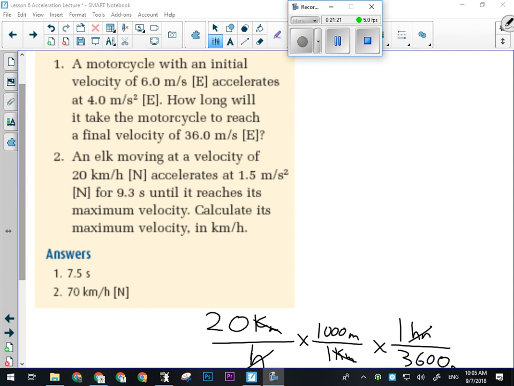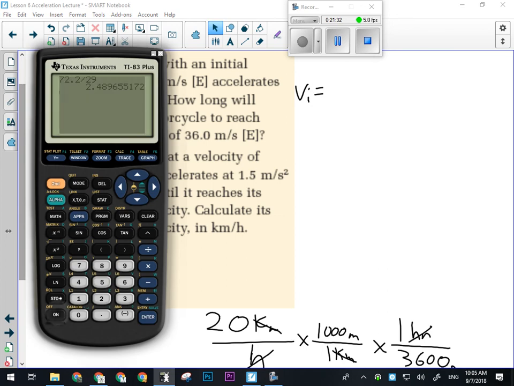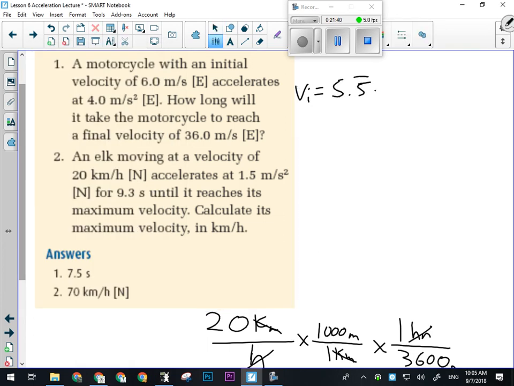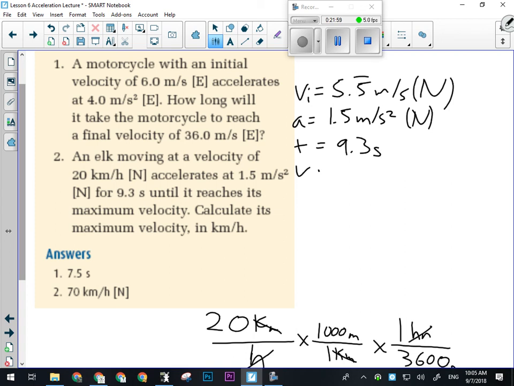All right, so for number 2, we want to write down our givens, but we do want to convert our velocities into meters per second. So we're going to go 20 divided by 3.6, which is 5.5 repeating meters per second, and that's north according to the question. It accelerates at 1.5 meters per second squared to the north for 9.3 seconds. We're looking for its final velocity.